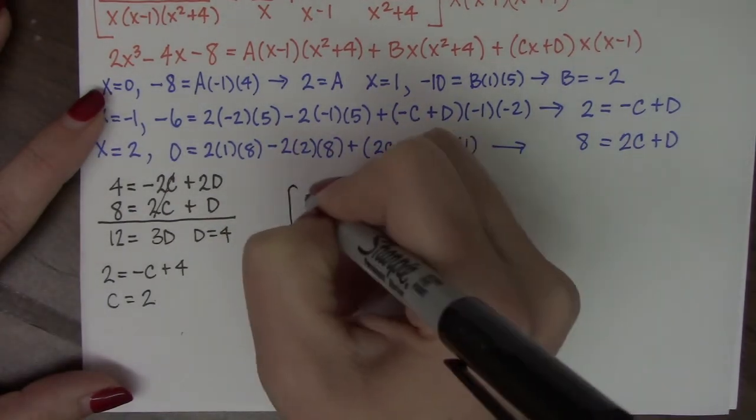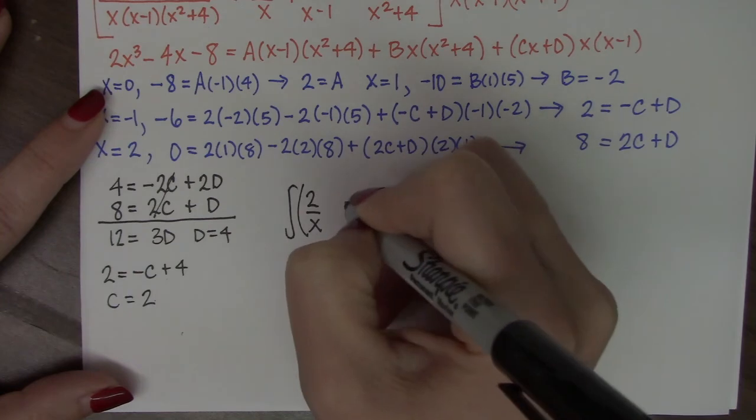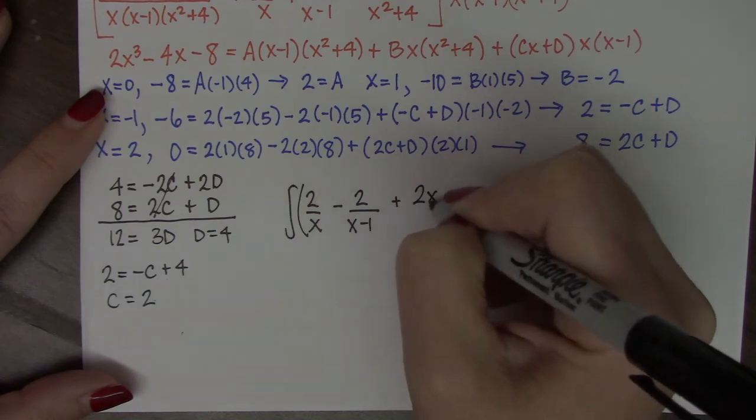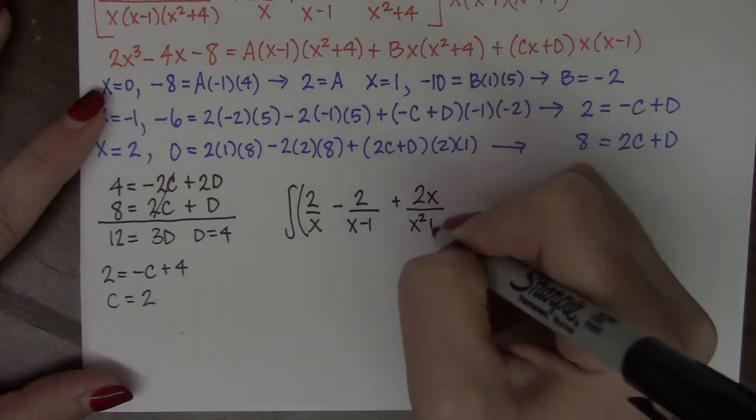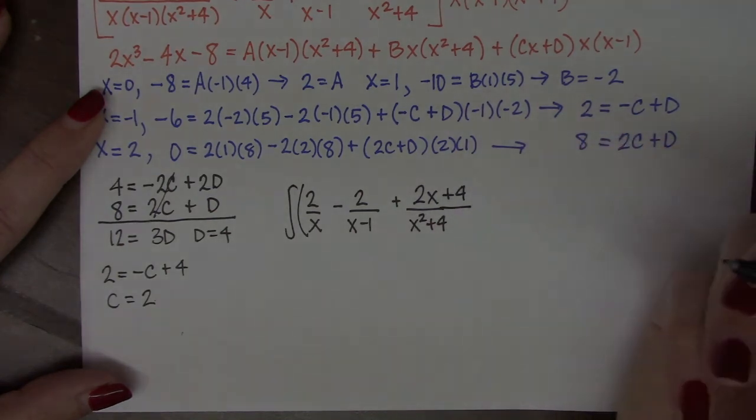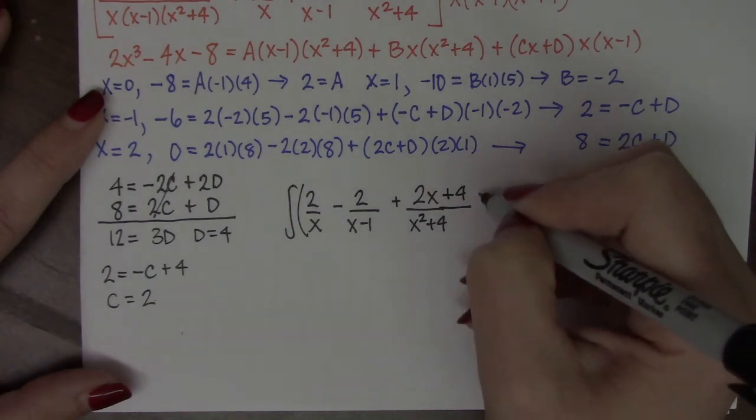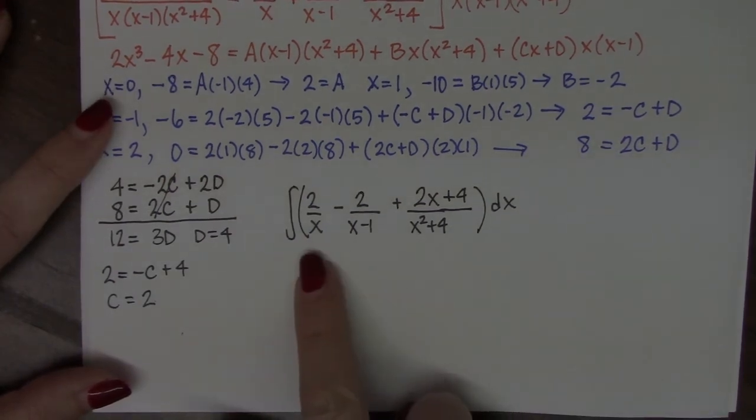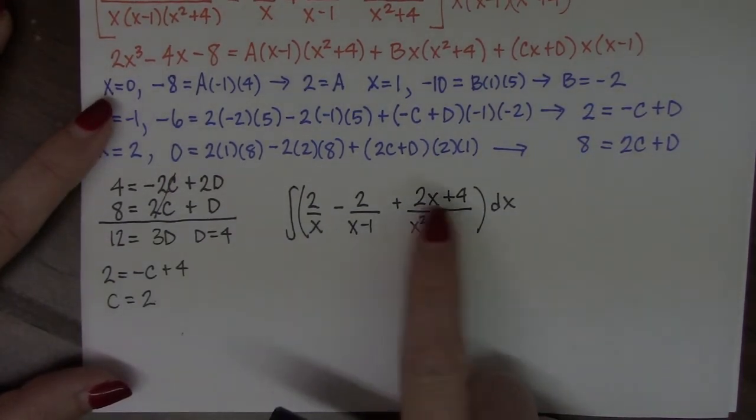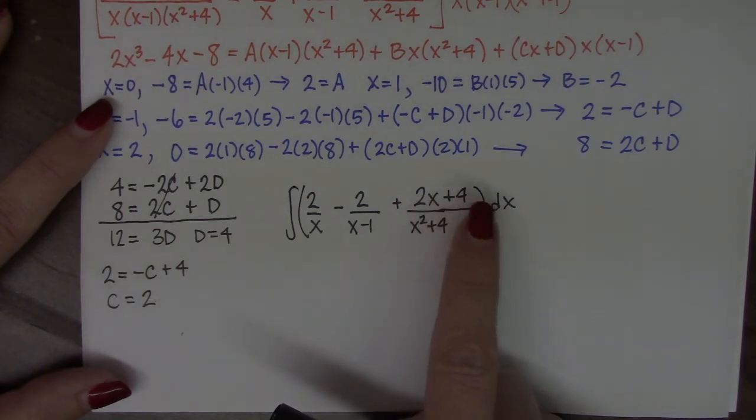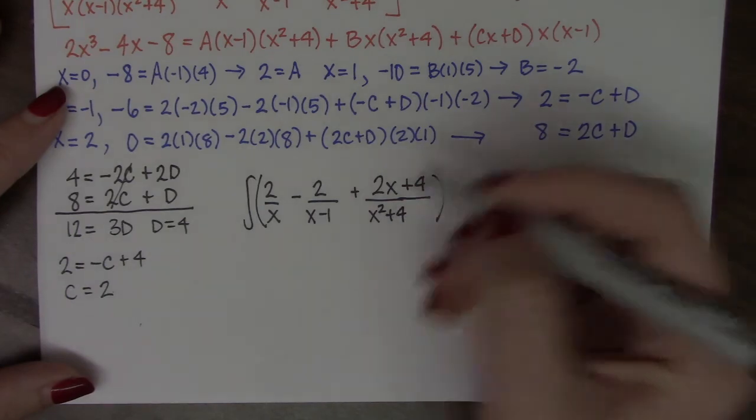So we want to integrate 2 over x minus 2 over x minus 1 plus 2x over x squared plus 4. Excuse me, it's 2x plus 4, right? Because it was cx plus d over x squared plus 4 dx. So then you just want to scan across and see, am I ready to integrate yet? So this is easy to integrate. This is easy to integrate. We have a bit of a problem here. If you try to use a u substitution, well then you need a 2x. We have a 2x, but we have this extra 4. So what we really want to do is split this up into 2 fractions.